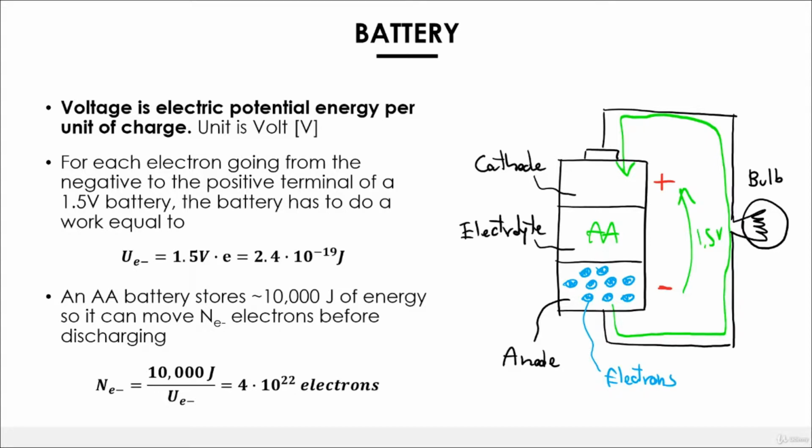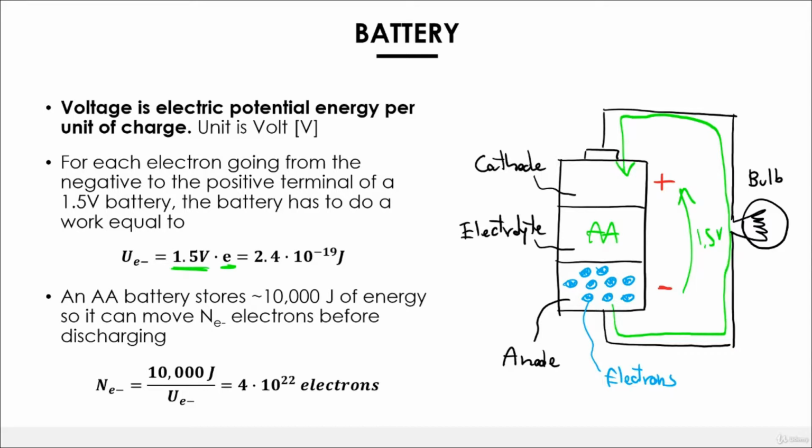The work that the battery will have to do is equal to what's calculated by this equation, which is 1.5 volt multiplied by the charge of the electron. Because the energy per unit of charge is 1.5, if you multiply by the charge of one electron, you get the energy that is spent on that electron to make it go from the anode to the cathode. The final value is quite small, 2.4 × 10^-19 joule.